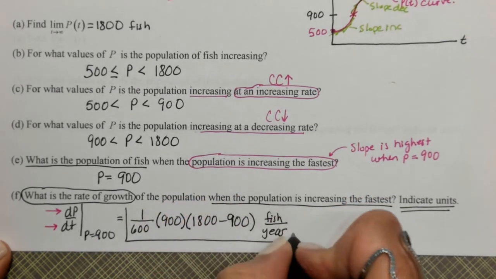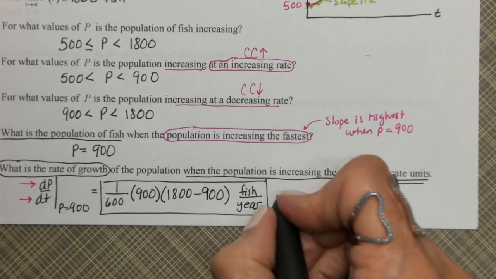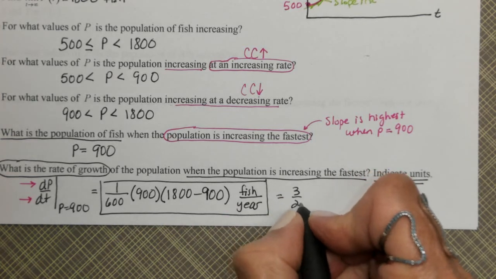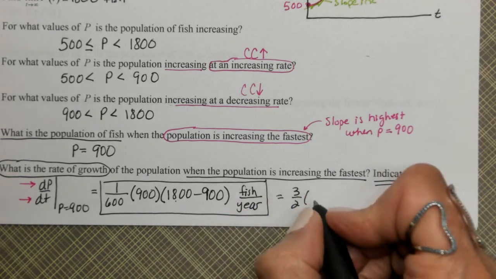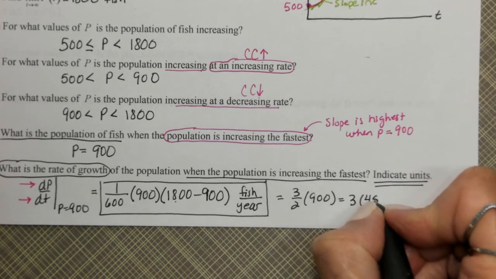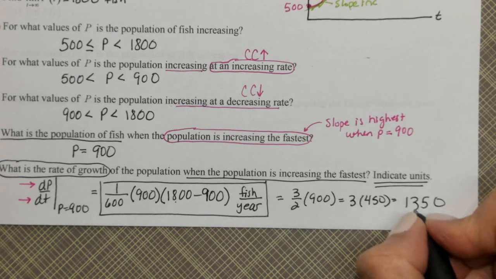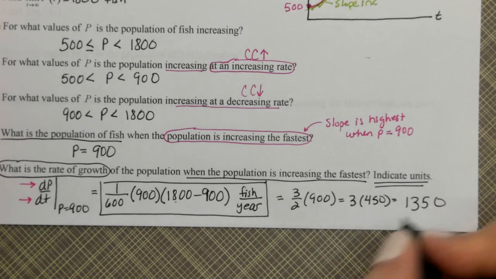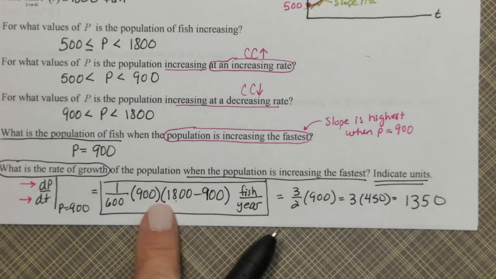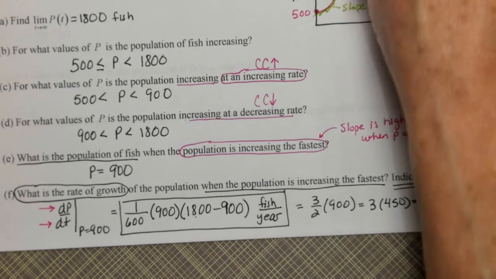That would be my safe stop spot. If it was a multiple choice answer, we would need to simplify a little bit. 900 over 600 is 3/2. 1800 minus 900 is 900. That's 3 times 450, which is 1350 fish per year. Okay, that would be if it was a multiple choice question. If it's not multiple choice, you leave it right there. Okay? All right, let's look at another example.